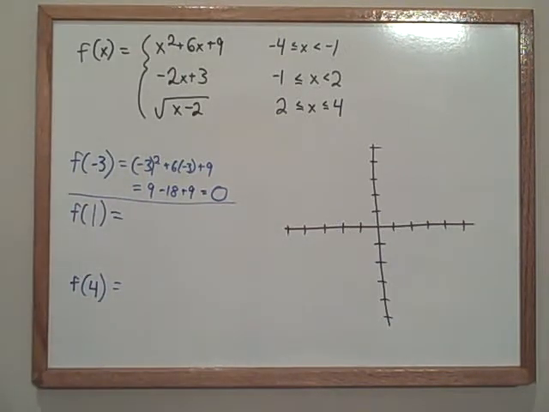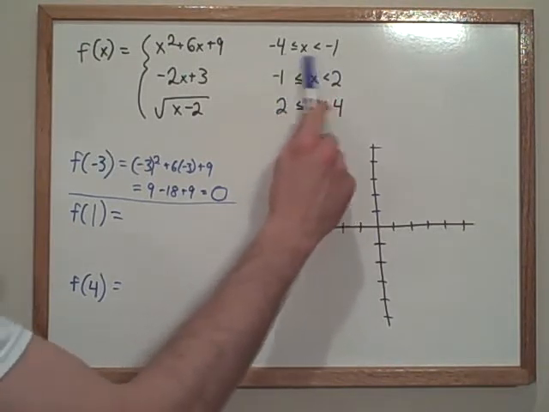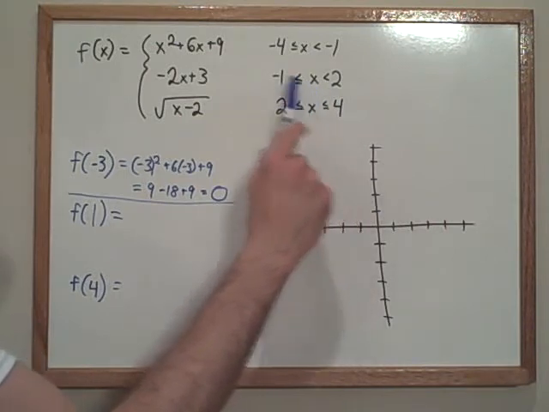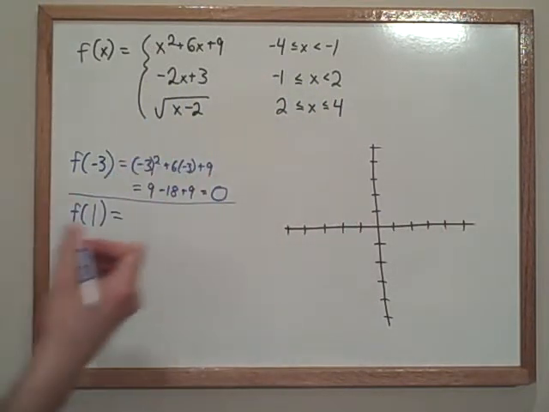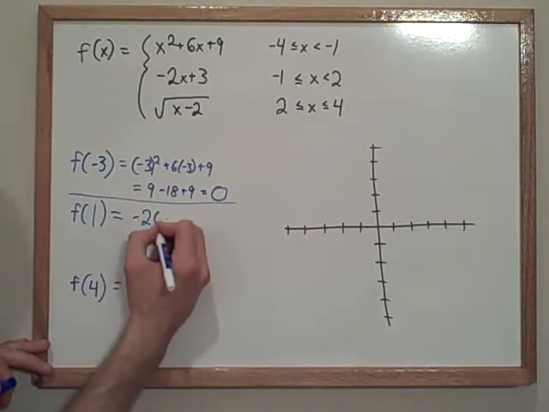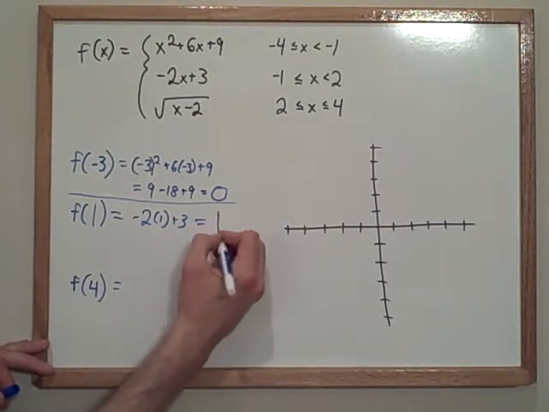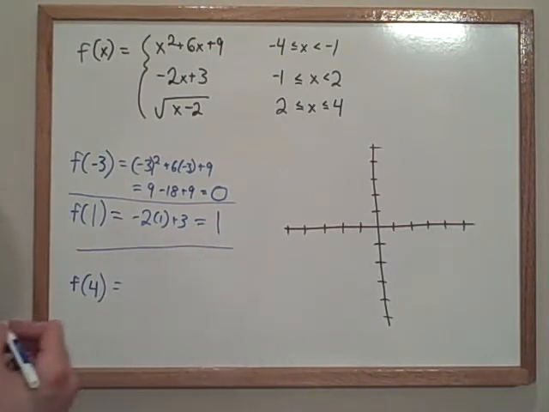Okay, we're going to find f of 1. We need to find the one that contains, well, 1. So 1 is not in between those. 1 is, oh, there it is. It's this one. So we're going to plug it in there. So please don't use a calculator on this one. Negative 2 times 1 plus 3. Negative 2 plus 3. The answer to that one is 1.